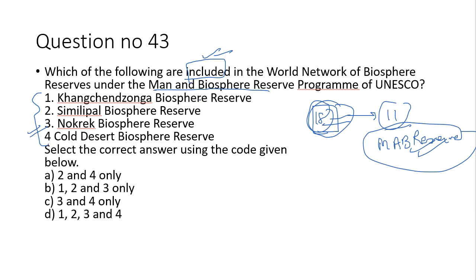So, part of both lists I am saying. Kanchenjunga Biosphere Reserve, yes, part of both lists. Simlipal is also part of both lists. Nokrek is also part of both lists. Cold Desert, which is in Himachal Pradesh, is part of the Biosphere Reserves but is not listed under the Man and Biosphere Reserve program of UNESCO. So 4 is not part of it. 1, 2 and 3 is the correct option. So B is the answer to this question.